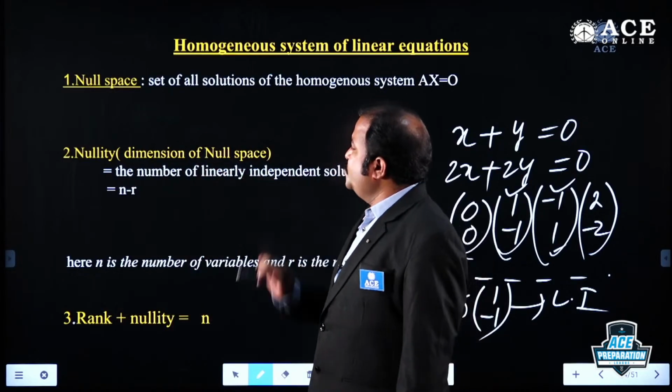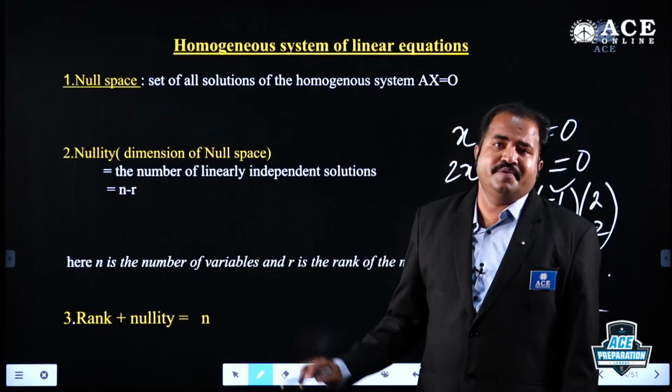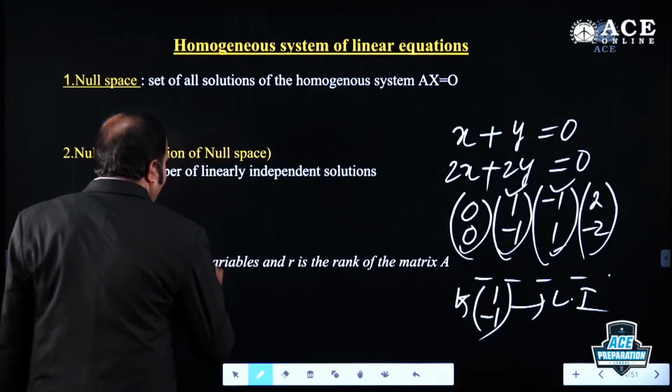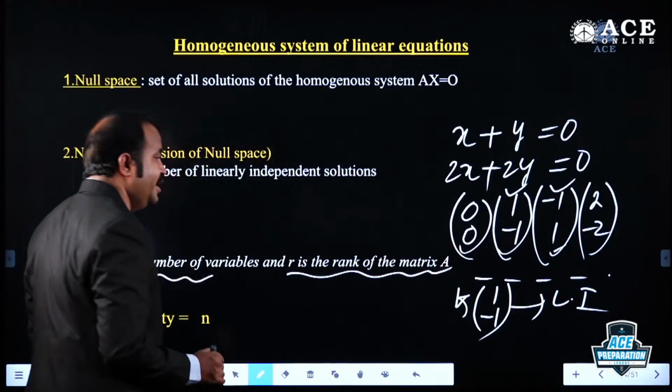Nullity means the dimension of the null space. The number of linearly independent solutions is going to be n minus r. What is n here? This is very important. n is the number of variables. What is r? The rank of the matrix A.